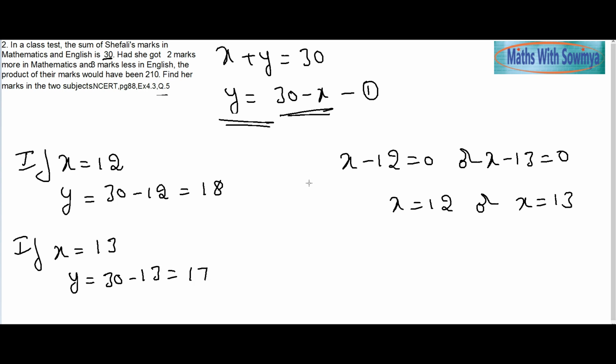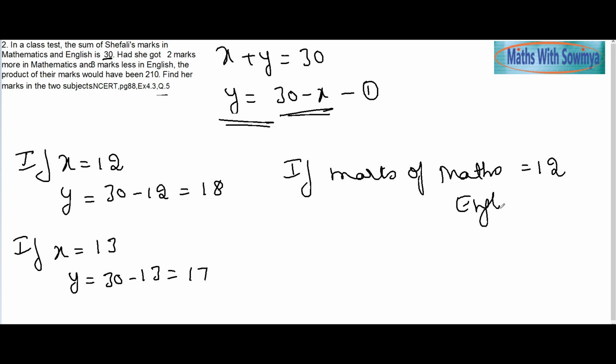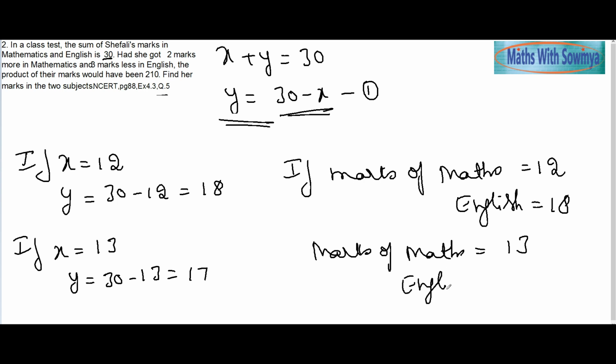So finally you can give the answer. Marks of maths will be 12, then English marks will be 18, and marks of maths, if it is 13, then English will be 17. So both the marks you have to give here.